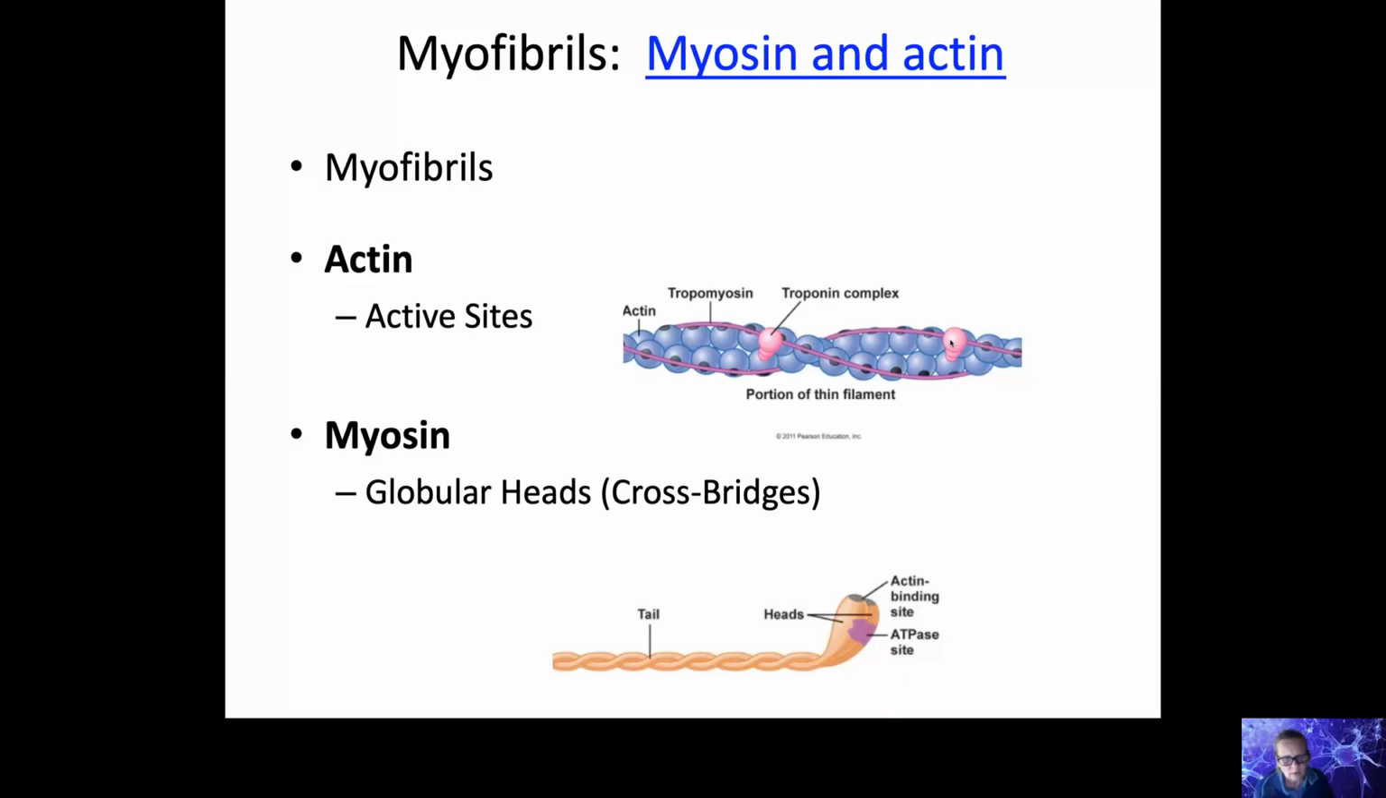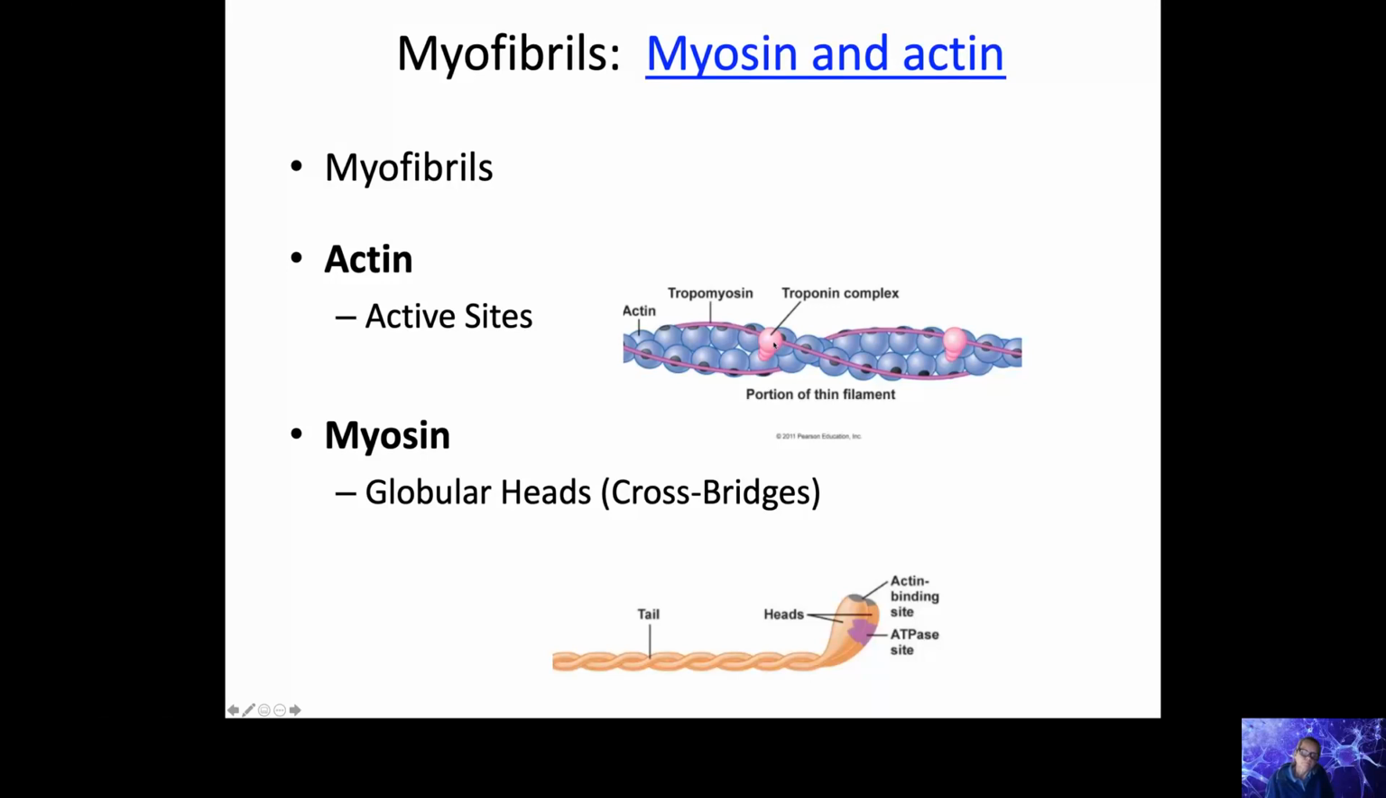The myosin is going to have those globular heads, which are sort of confusingly known also as cross bridges. And it's confusing that they're known as cross bridges because they actually form cross bridges with the active site on actin. So when the head of the myosin attaches to the active site on actin, that's known as a cross bridge. That's a little confusing.